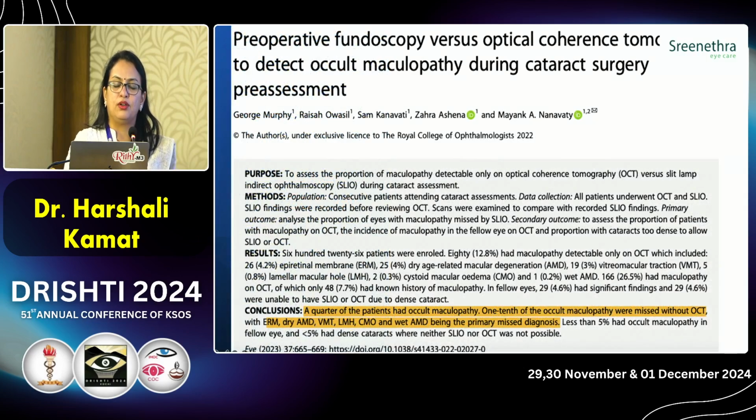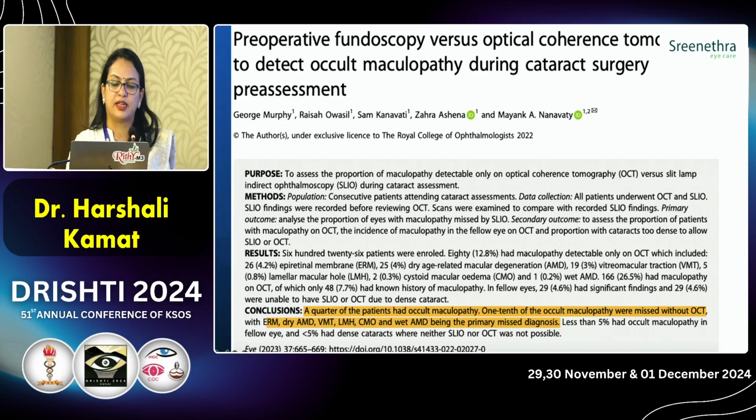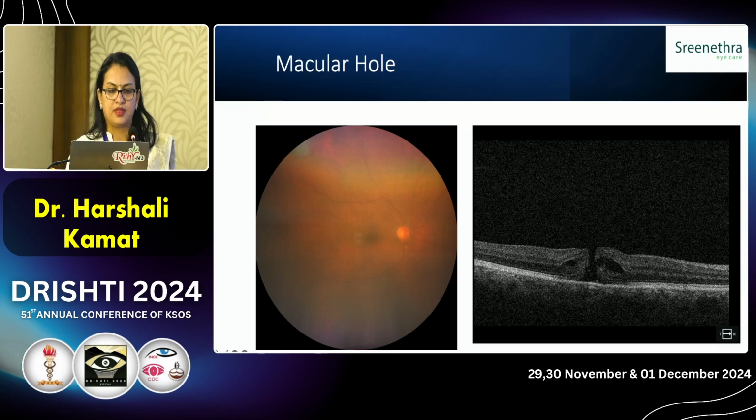However, around 10% of cases, or 1 in 10 of those who undergo cataract surgery, have missed macular conditions which have been detected only with optical coherence tomography. So when you're doing an OCT, you have to carefully look at the outer photoreceptor layer, that is the external limiting membrane, the interdigitation zone, and the ellipsoid zone, which indicate photoreceptor integrity. A macular hole, if missed prior to cataract surgery, may not meet the patient's expectation.